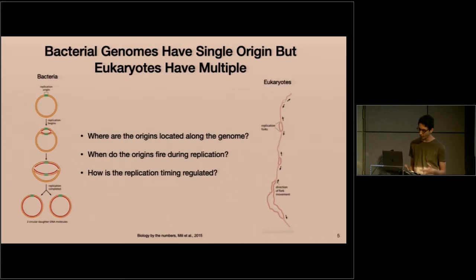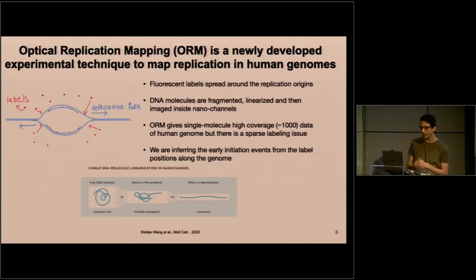So we can ask some questions about the DNA replication process in human, like where are the origins located along the genome, when do they fire during the replication, and how is the replication timing regulated in this process. To answer these questions, a new experimental technique called optical replication mapping was developed.